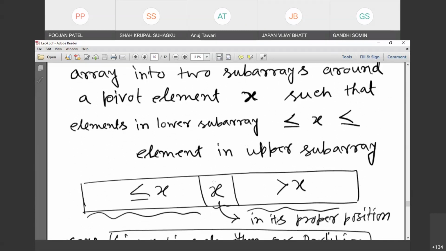And of course, the main challenge is how will you find this central element and how do you partition this in linear time? We already had some n log n algorithm. We want order n.